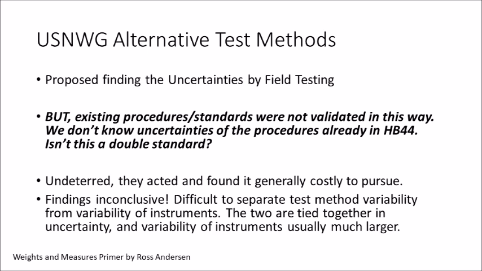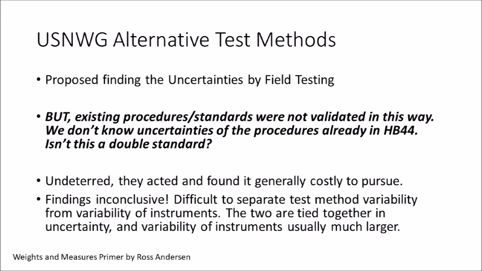I take you back now a number of years to the formation of the U.S. National Working Group on Alternative Test Methods. They were tasked with finding a way to bring new test methods into Handbook 44. I was there at the first meeting. They quickly came to a consensus that they needed to find the uncertainties by going out and doing field tests. I challenged them.